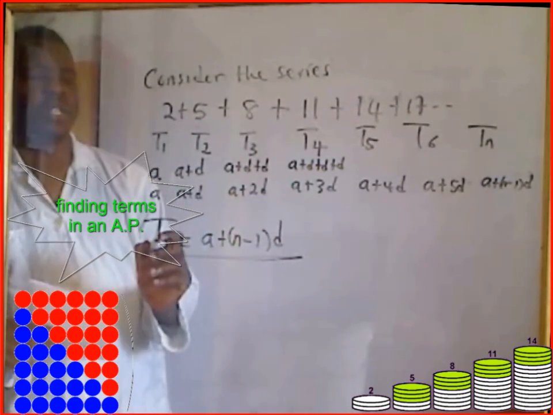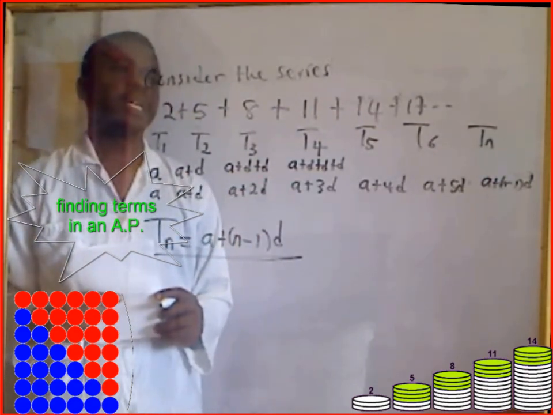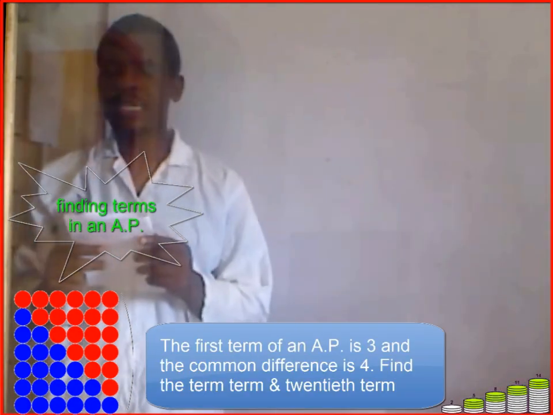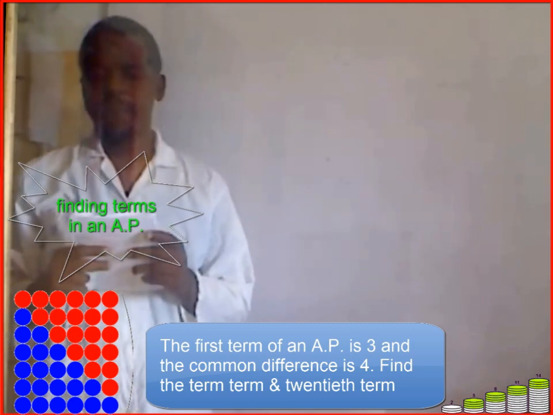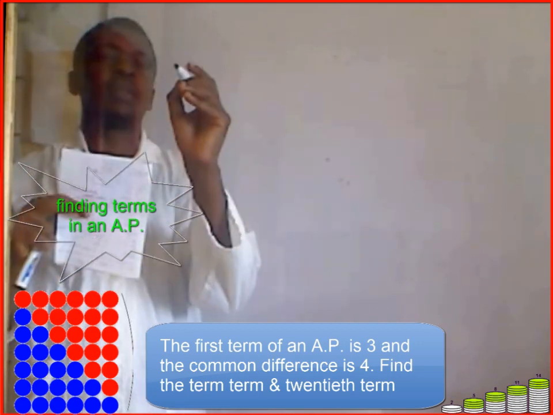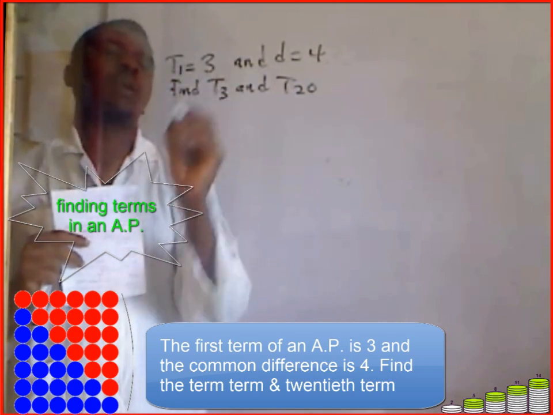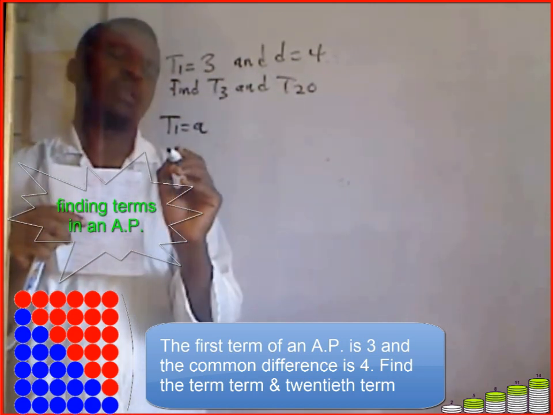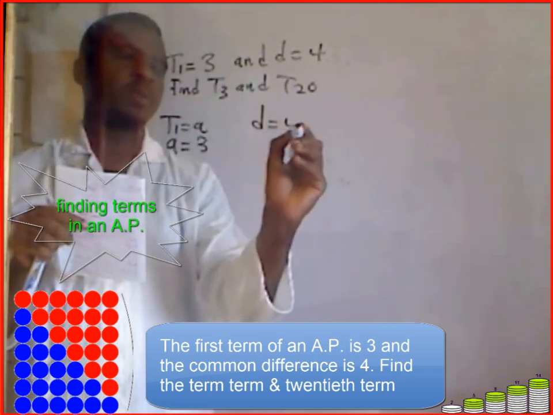I can use this general formula to find the terms in an arithmetic progression. Let's look at this example. The first term of an AP is 3 and the difference is 4. Find the third term, that is T3, and the 20th term. First term T1 is equal to 3. What do I know? T1 is the first term, so T1 is equal to A. We are saying that A is equal to 3. Our D is equal to 4.